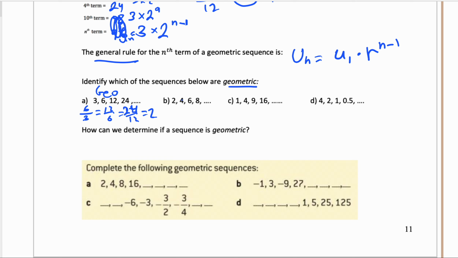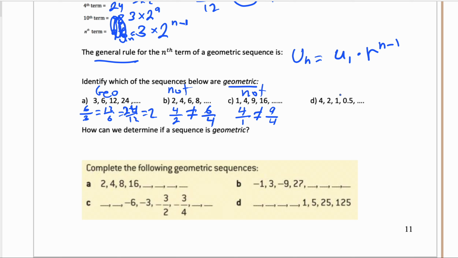Here it looks like we're adding 2 each time. So we have 4 divided by 2 does not equal 6 divided by 4, so it's not geometric. In fact, it's arithmetic. This next one does not look geometric. It looks like the square numbers, but you can show it by showing that 4 divided by 1 does not equal 9 divided by 4.